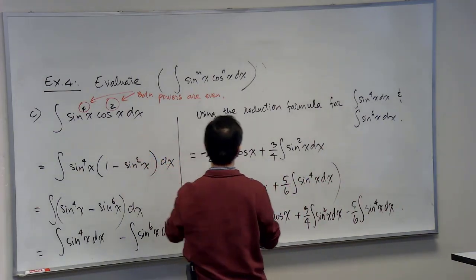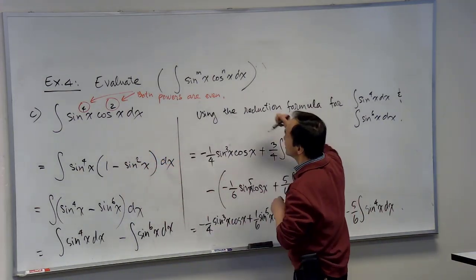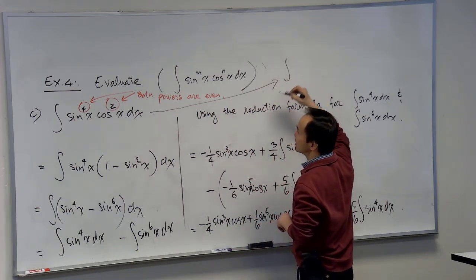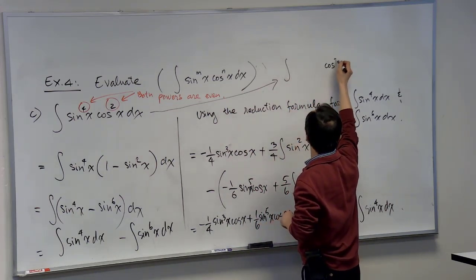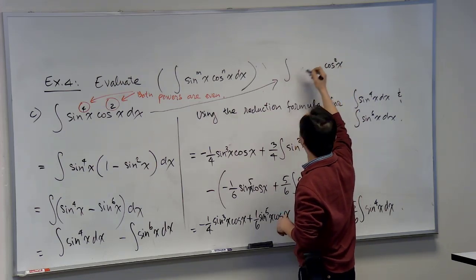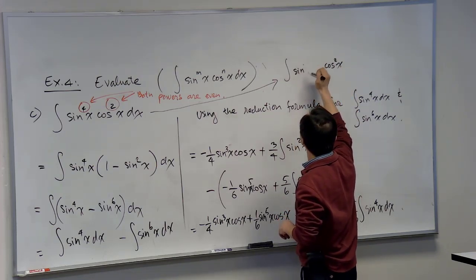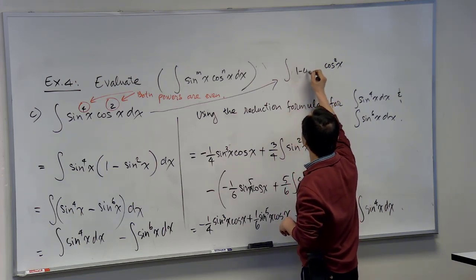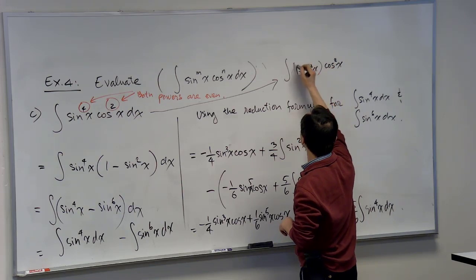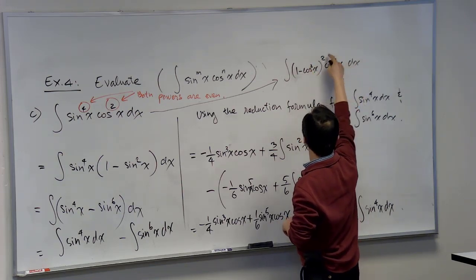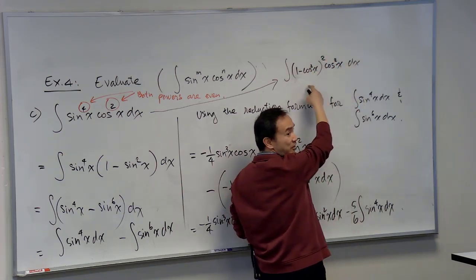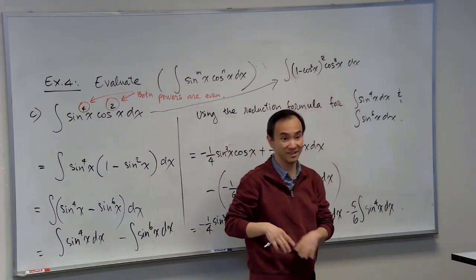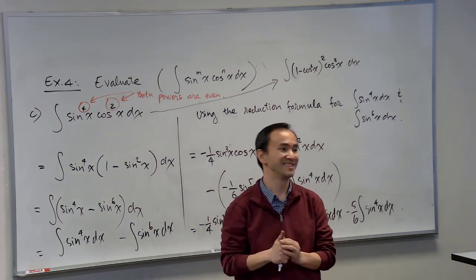Okay. Back at that step right there, I could have also split out that same function a little bit differently. We could have left the cosine square of x the same, making the sine to the fourth into 1 minus cosine square of x, all squared, dx. So you take some time foiling that out, and then use a reduction formula for all of the even cosine powers. That's another route as well to work with that.